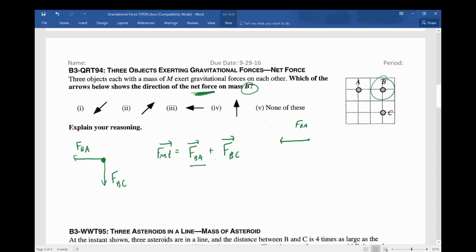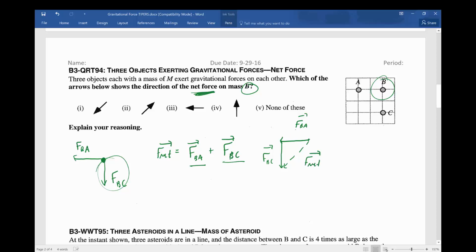And then I add the tip of this one to the tail of the next one. The next one is pointing in this direction here. So I get the tip to the tail, and that is the force B to C. And these are obviously both vectors. When you're trying to find the net force, you're going to find what we call the resultant vector. This here is the net force vector.